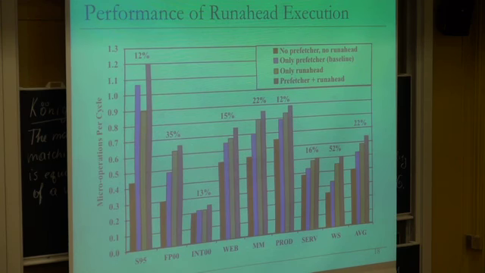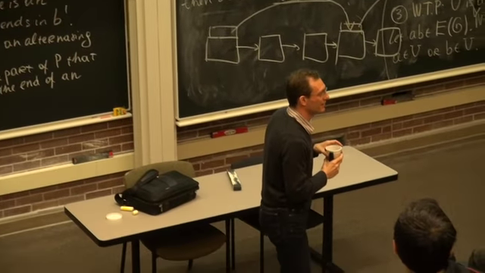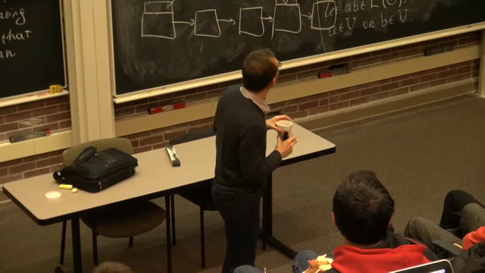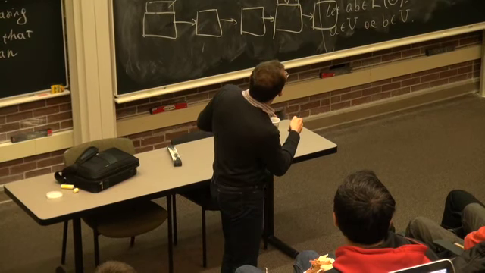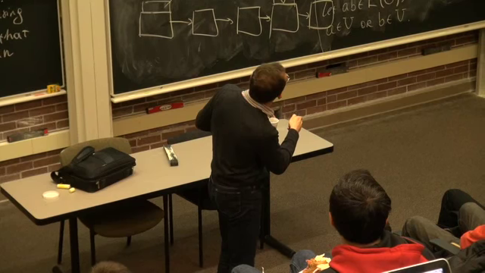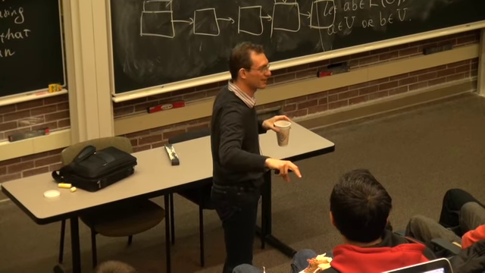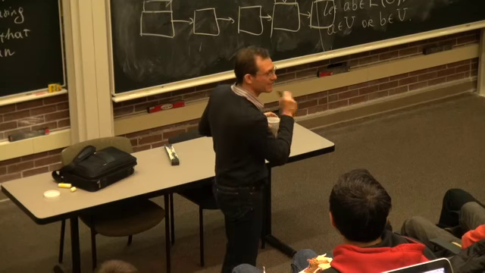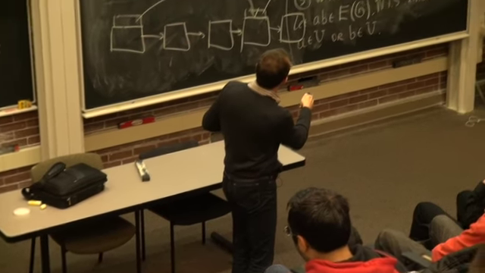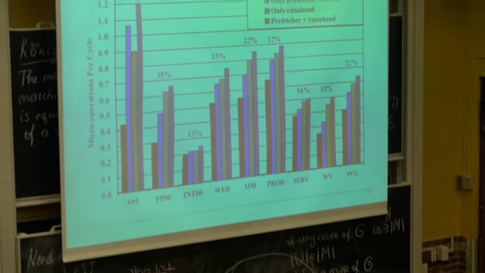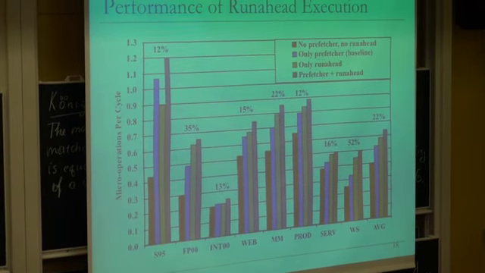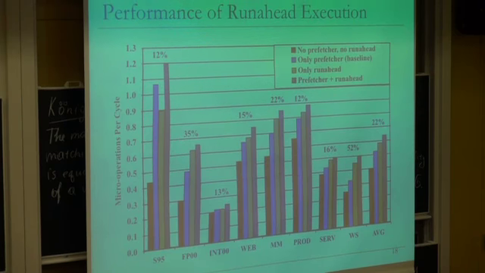Yes? What's the difference between running a prefetcher versus running Runahead? Say it again? What's the difference between the prefetcher and the Runahead? Oh, this is a processor that has both the stream prefetcher that we discussed and Runahead together. Whereas this bar has only Runahead but no stream prefetcher. Whereas the blue bar has only the stream prefetcher, but not Runahead.